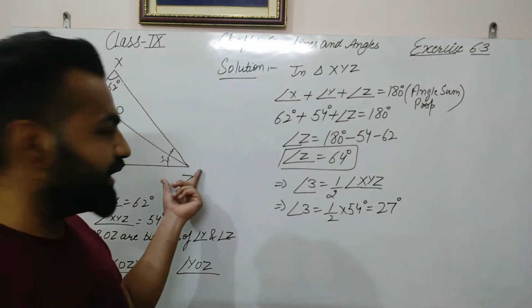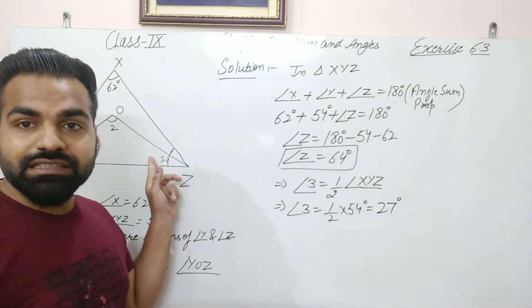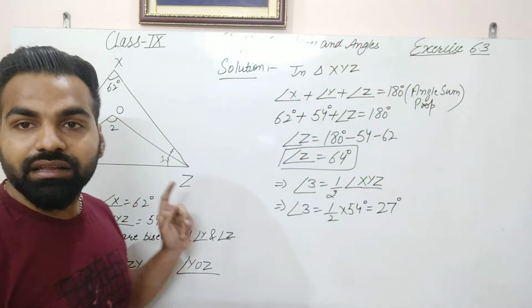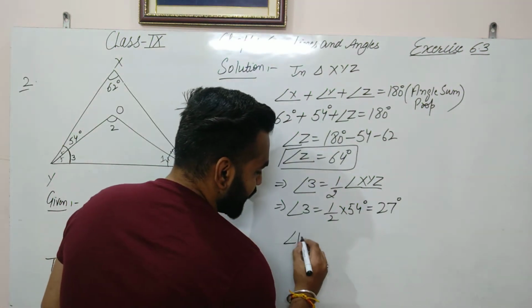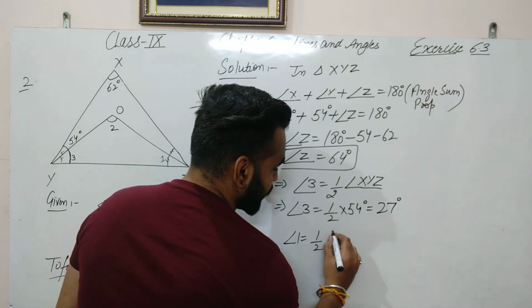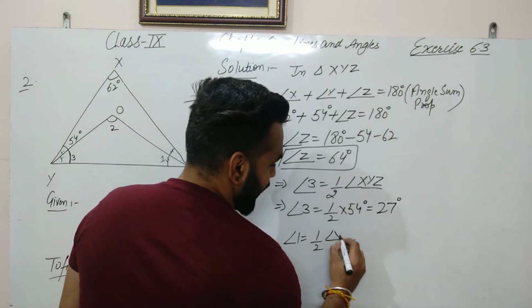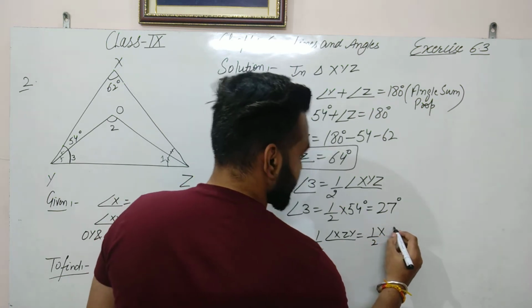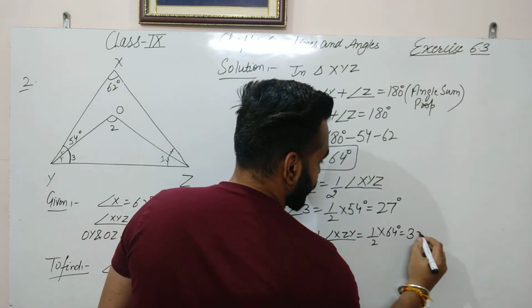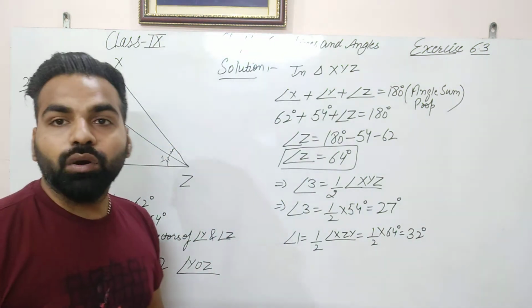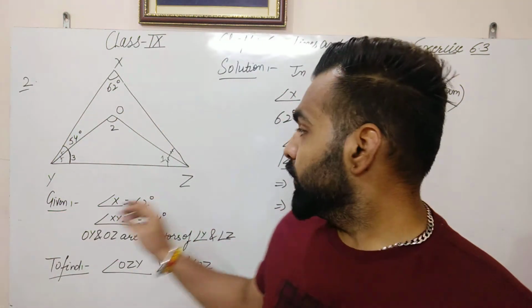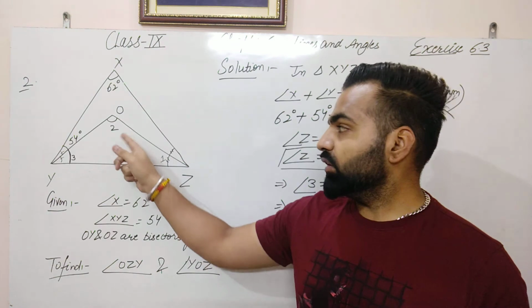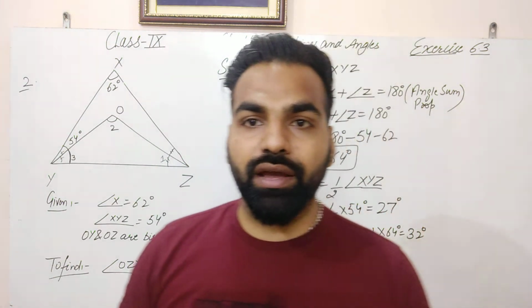Clear? Similarly here angle 1 will be half of the complete angle, angle Z. So angle 1 is equal to half of angle XZY. So half of 64 degrees is equal to 32 degrees. Now angle 3 is known, angle 1 is known. Now at last we have to find the value of angle 2.